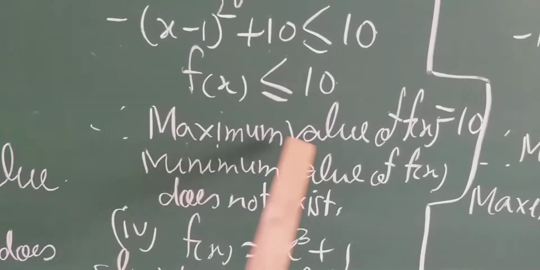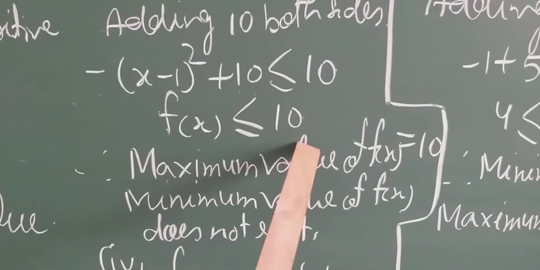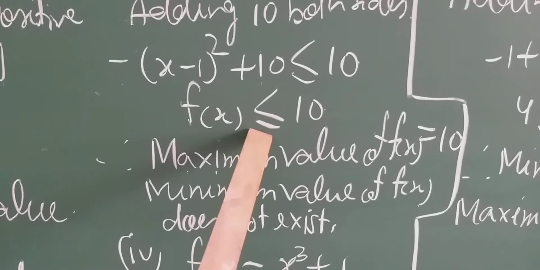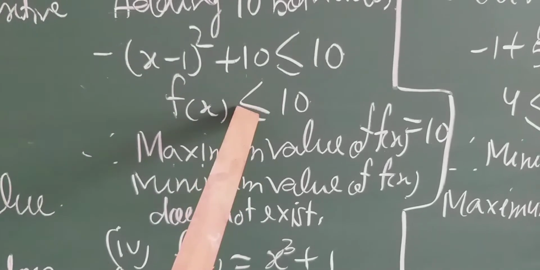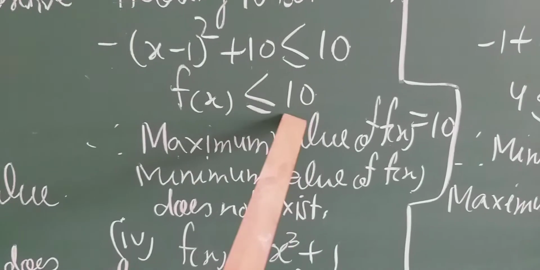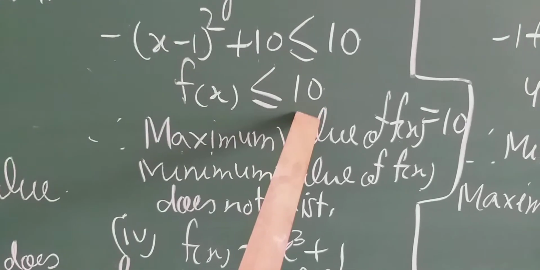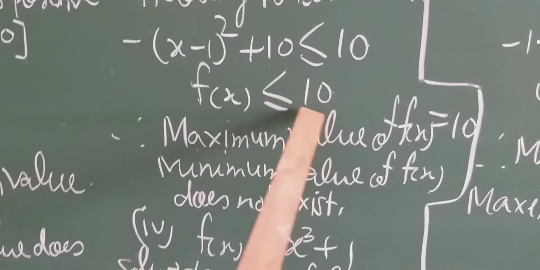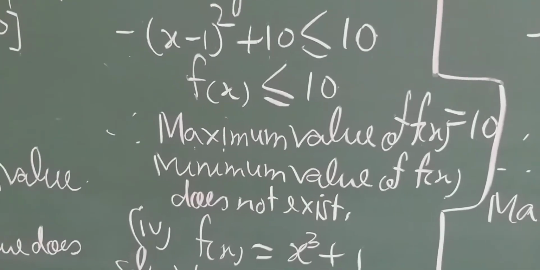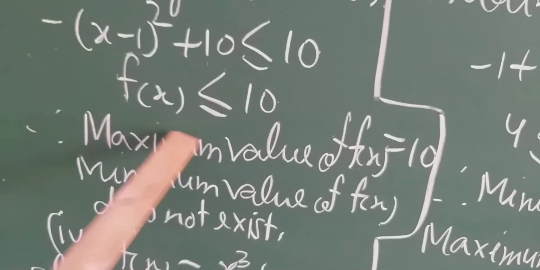So therefore the maximum value of f(x) equals 10, because here, student, f(x) is less than or equal to 10. Okay, it means the value of the function is from minus infinity to 10. The function has no value more than 10, student. So it is its maximum value. The maximum value of f(x) is 10, and the minimum value of the function cannot be obtained. Okay students, so this is the maximum value.